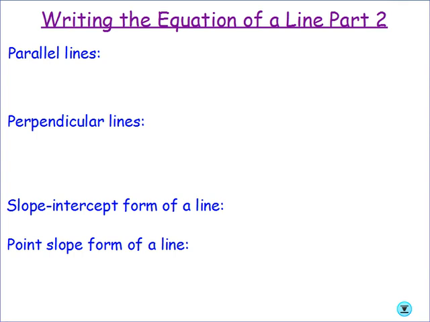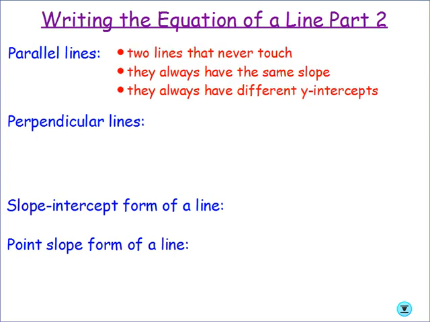The first vocab word that we are focused on is parallel lines. Now, I would assume that you've learned this in geometry, so let's talk about some important things here. Parallel lines. The stuff that you learned in geometry was that they are two lines that never touch. The stuff that we are adding to that in Algebra 2, which is the important stuff, is they always have the same slope, and they always have different y-intercepts. That's your important stuff in Algebra 2. Parallel lines have the same slope, but different y-intercepts.